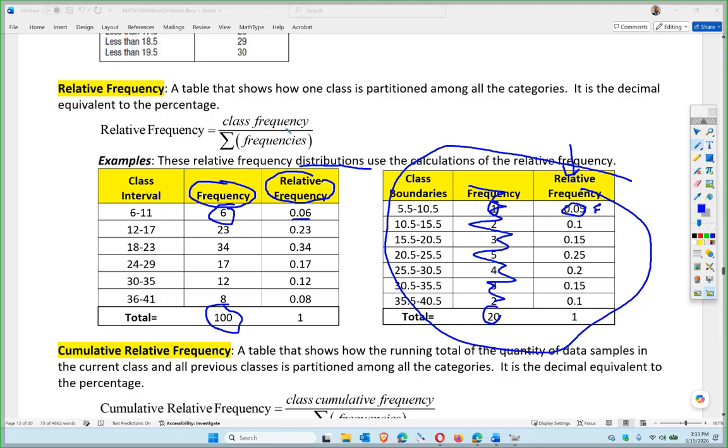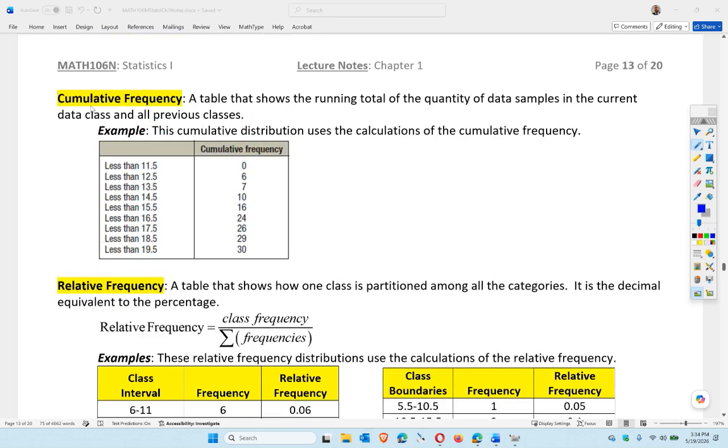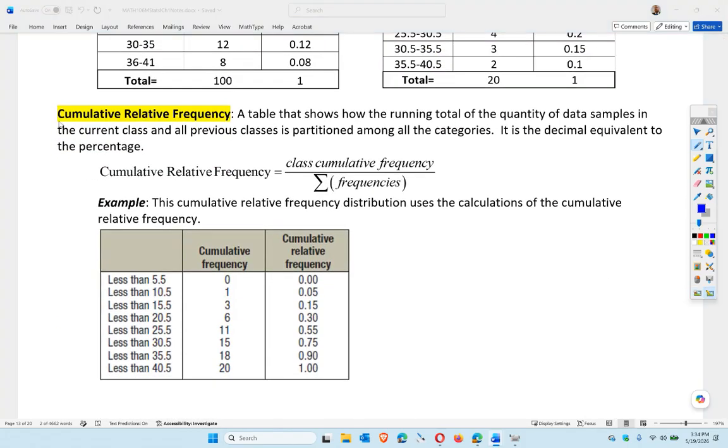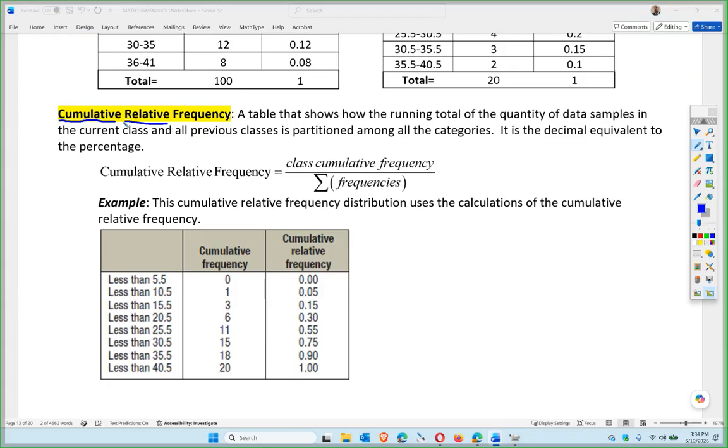So basically, you have to take the class frequency, right, which is 6, and divide it by the sum of the frequencies, right? Sigma means sum. So in that case, how many total things do I have? Okay? All right, so cumulative is the running total. Relative is the probability. Anytime you see relative, it's probability. And the last one is both together, which is cumulative relative. It's the running total of the probability, right? So I keep adding up all the probabilities till I get to 100%, basically, right? So those are the subtypes, essentially.